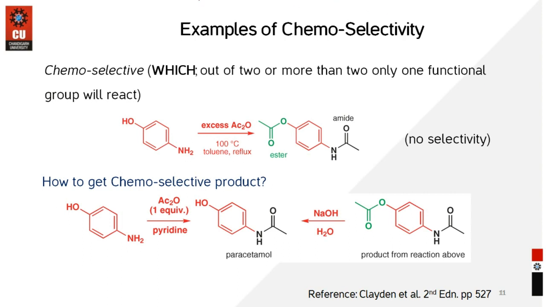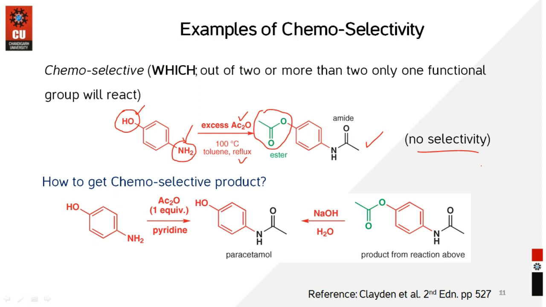If I am talking about chemoselectivity, I have two groups, one is OH and the other is NH2. If I take acetic anhydride and reflux this, then what am I getting? I am getting an acyl group at the OH position and also at the NH2. So I am getting the acyl group on both positions. That means no selectivity at all, because the reaction is going everywhere.